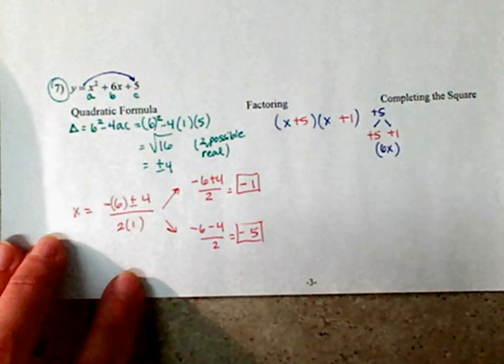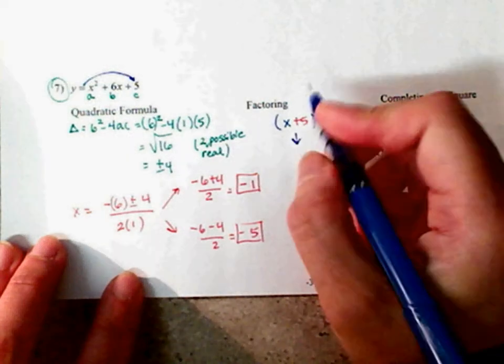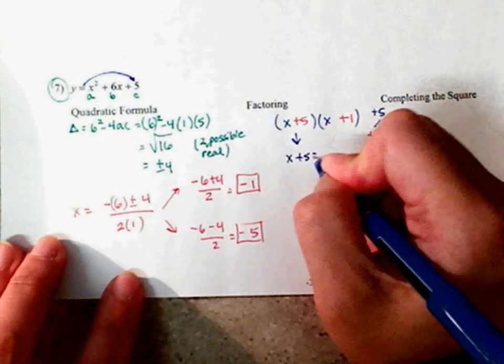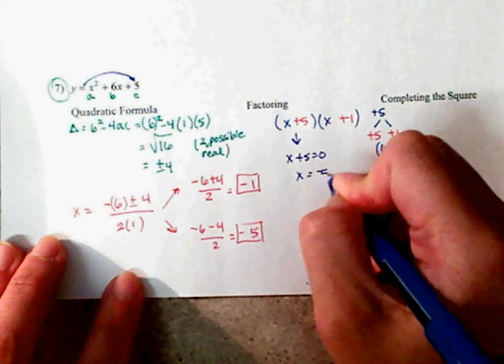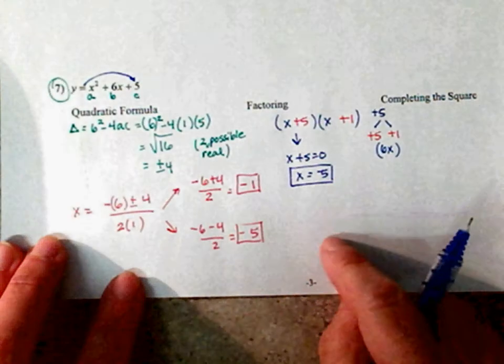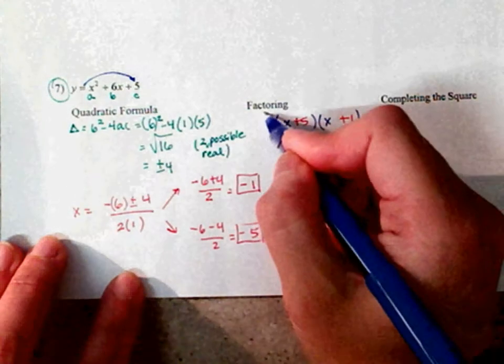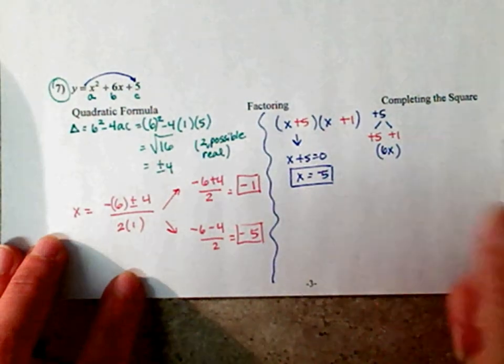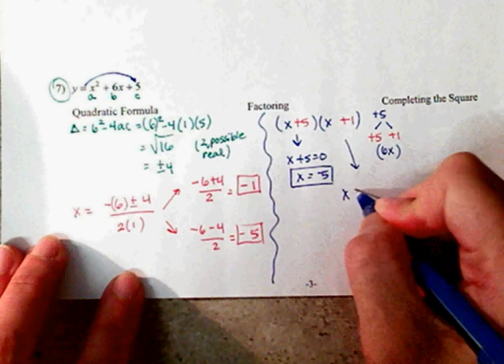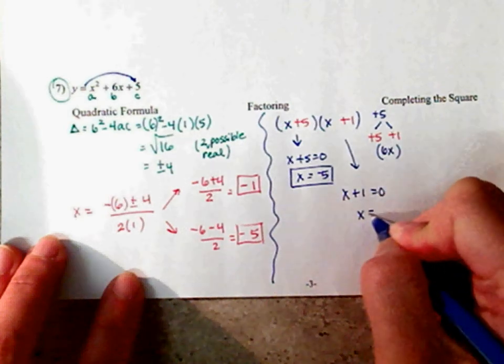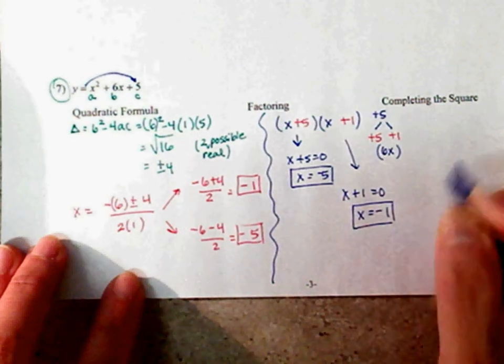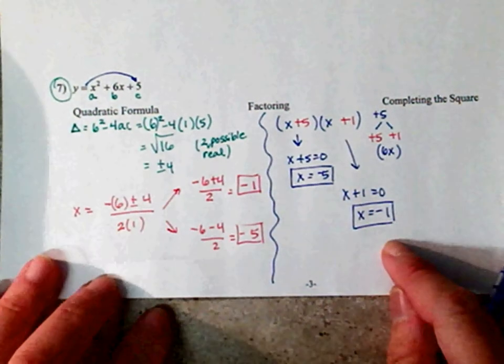Set each one of these equal to 0. x plus 5 is equal to 0. x is equal to negative 5. Same answer. I'm going to separate them right there, okay? Next one, x plus 1 equal to 0, so x is equal to negative 1. Notice how you have the same answer. That's where you're going to cross the x-axis.